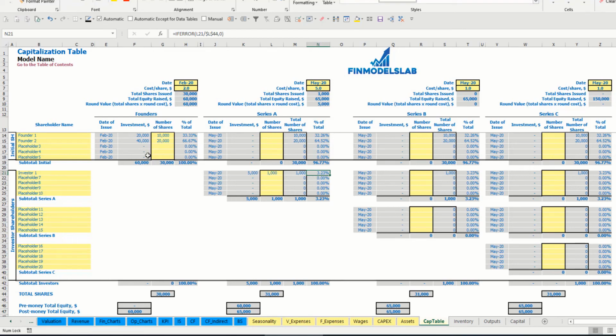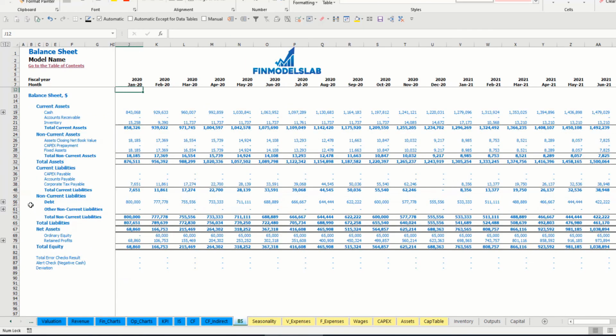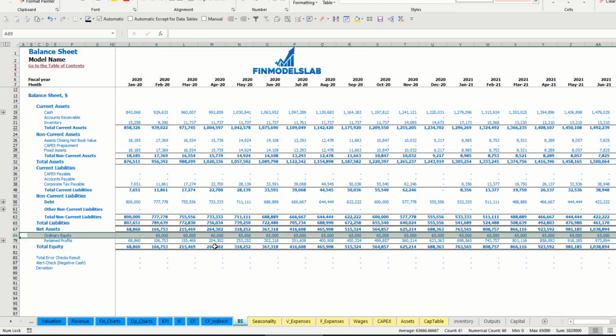3.23% of shares, and the shares of founder 1 and founder 2 also diluted, 32.26 and 46.52%. You can also input some amounts for Series B and Series C. The same way you can set up the date, cost of share, and up to 5 investors, up to 5 placeholders for number of shares. The amounts of funding you may see in the cash flow, in the ordinary equity risings, and you may see the balance sheet, which shows you the total equity by months.